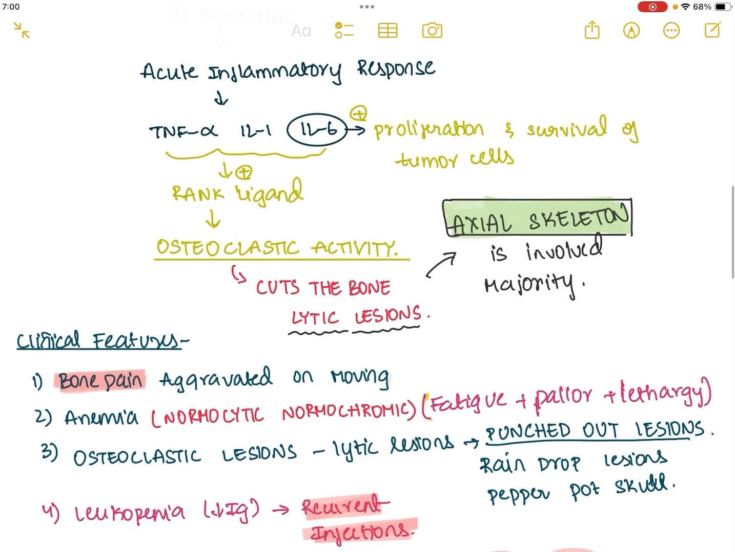What is clastic activity? It cuts the bone, causing lytic lesions, again termed punched out lesions on the skull, or raindrop appearance of the skull, or pepper pot skull. It most commonly affects the axial skeleton. So this is about pathogenesis.